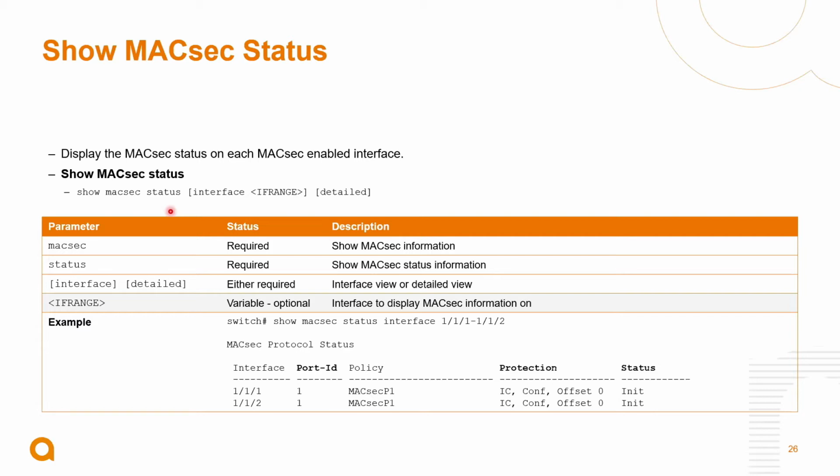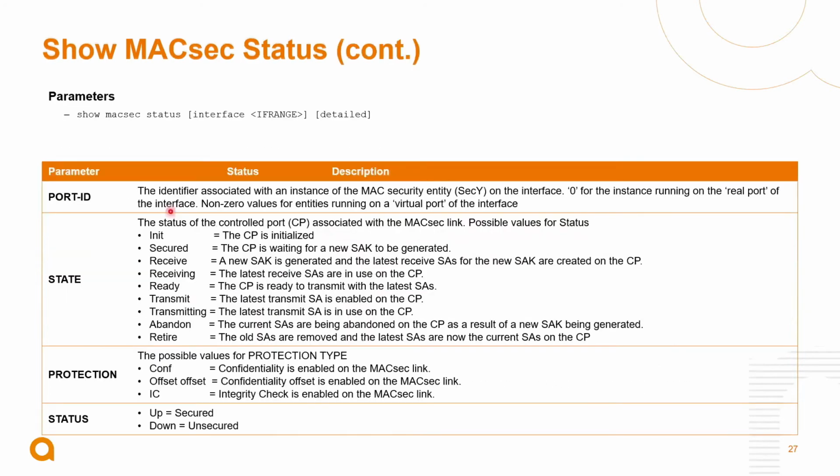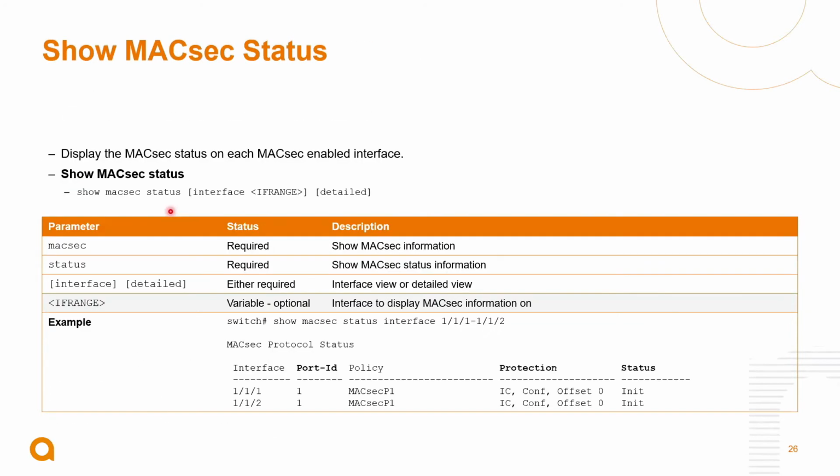You would see the policy that's actually applied on the interface and the current protection level, right? IC indicates integrity check is enabled on the link. Conf indicates that confidentiality is enabled on the link and what the offset value associated with it is. So if you only see IC as protection, that indicates that you have confidentiality turned off on the link, and status indicates what the current control port status is.